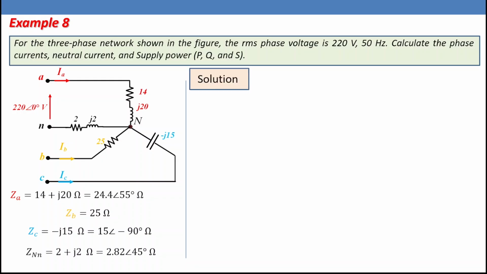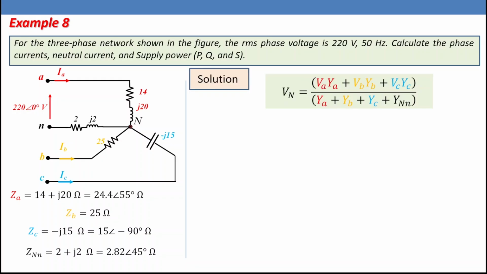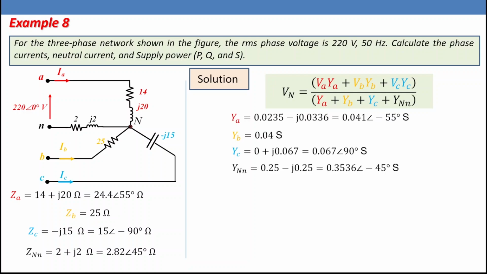So how are we going to solve this problem? We are going to apply the nodal analysis technique. We need to calculate the neutral point voltage. We are going to apply this equation: Vn equals (VA·YA plus VB·YB plus VC·YC) over (YA plus YB plus YC plus YN). So we need to calculate the admittances. YA is 1 over ZA, and the same for B, C, and N. So we have the values now.